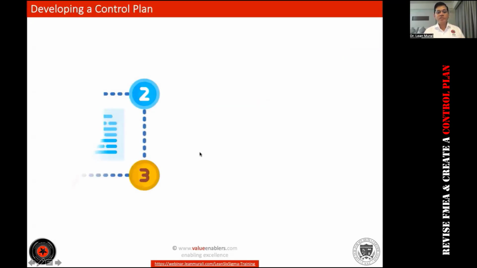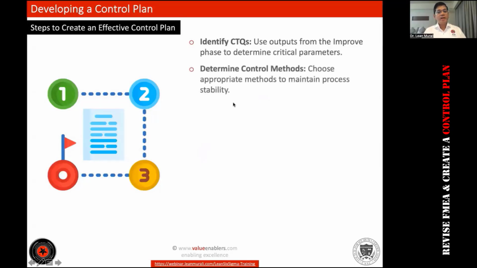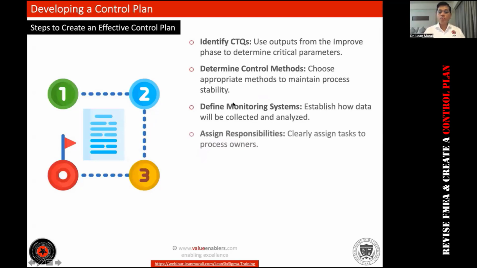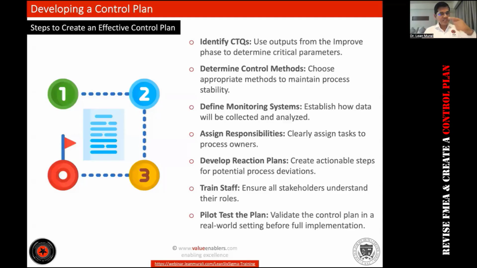Okay, how do you develop the control plan? Let's see. The steps are, we said, which are the parameters critical to quality? You identify them. And then what is the method by which you control them? And what is the way in which you monitor them? And who should do that? Assign the responsibilities. And if it goes wrong, what are the reaction plans? And make sure that you train the staff based on that and test that control plan as a pilot test.